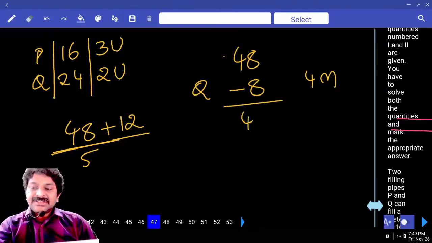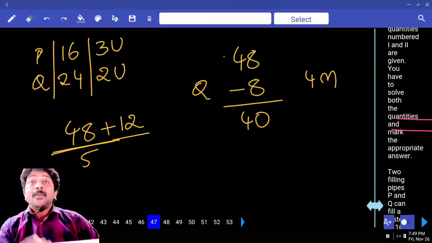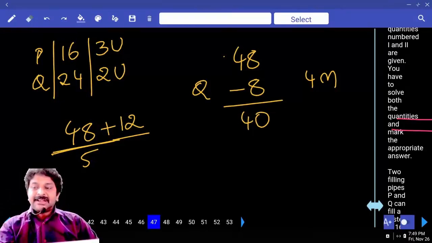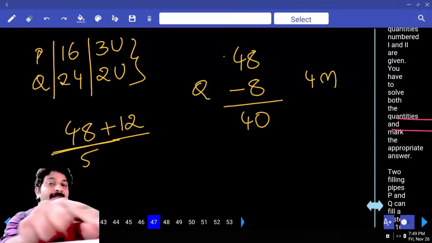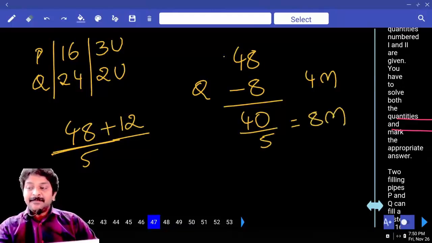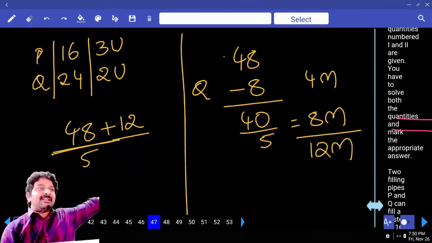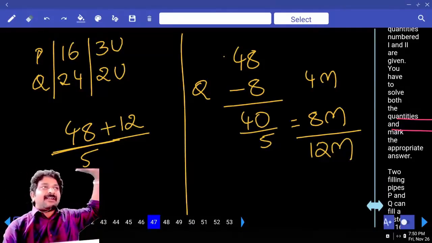So how much is the difference? So who completed these 40 units? Both P and Q completed. So both P and Q can do how many units per minute? Then to complete 40 by 5, which is equal to 8 minutes only. Then the total tank gets filled in 12 minutes. Instead of this much simplification, we are simply adding 12 and then dividing with 5.